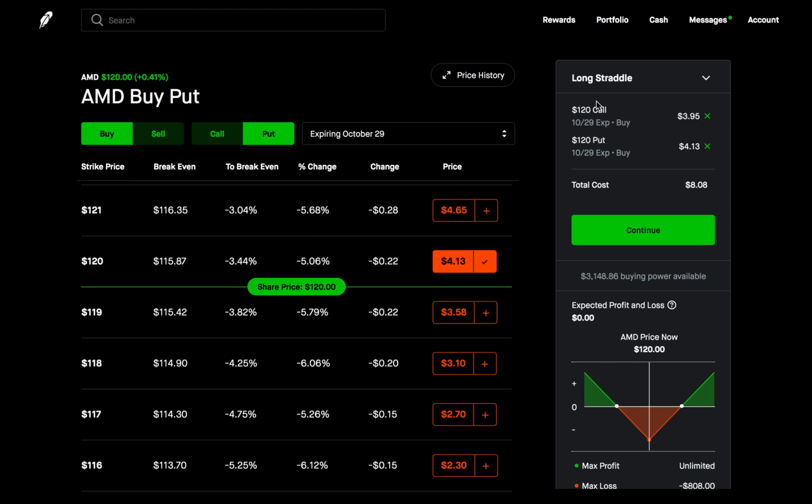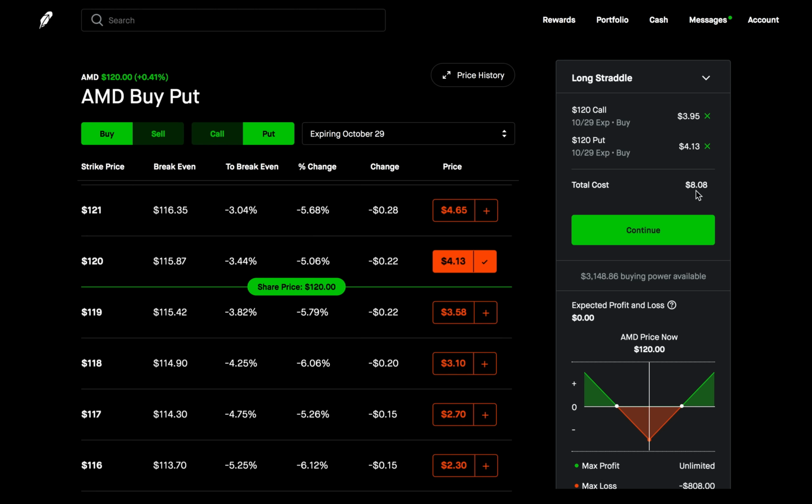So this is a long straddle. When we buy two options, one's a call, one's a put, same strike, same expiration, that's a long straddle. If instead we would have sold it, that would have been a short straddle. But ultimately, what we want to focus on is the total cost. The cost here is $808. And so this is where we get our key information here.